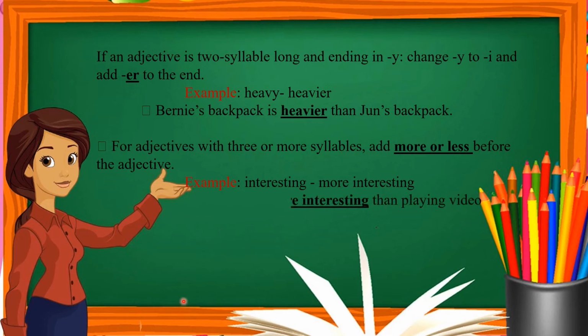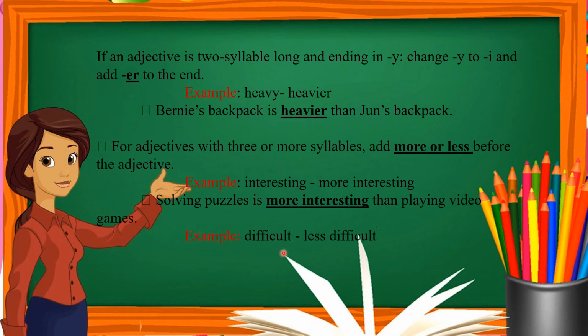Okay. Next, example here. Solving puzzles is more interesting than playing video games. How many games are being compared? Yes, 2. Solving puzzles and video games. Right? Now, why do we use more? Because the word interesting has 4 syllables, or more than 3 syllables. That's why we use the word more. Okay? More interesting than. Okay. Next one.